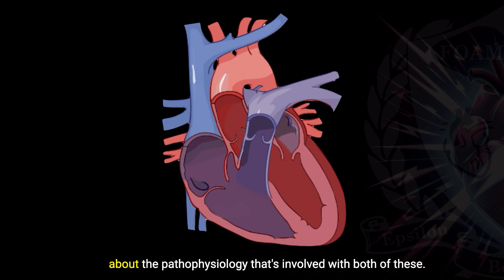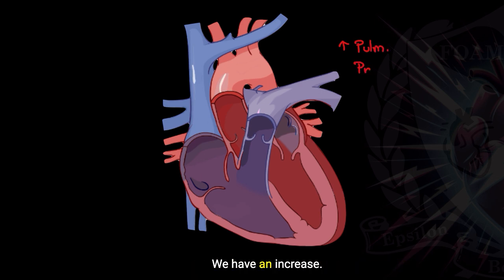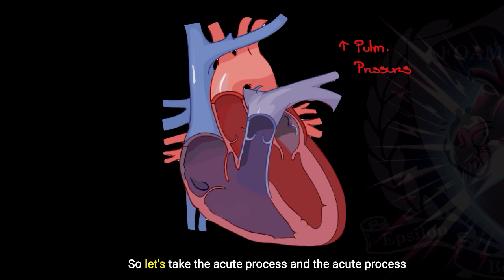And let's talk a little bit about the pathophysiology that's involved with both of these. So anytime that we are presented with a right bundle branch block, it is usually as a result of increased pulmonary pressures. So that's what's happening out here in the lungs. We have an increase in pulmonary pressures. So let's take the acute process. In the acute process, like we did with our example, a pulmonary embolism, we have an embolism that forms maybe here, or a large embolism, a saddle embolism that forms here.